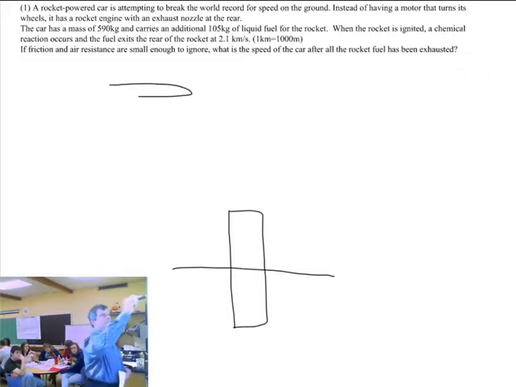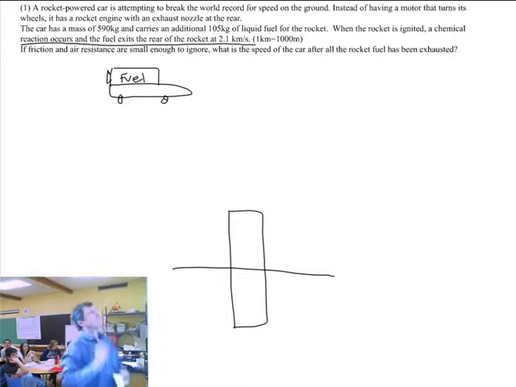Like it says, you can do the steps of the strategy in any order that works for you. So, in order to make a bar chart, we're going to have to make a choice of system objects. What we have is a rocket car with a rocket engine and a bunch of fuel inside the rocket.